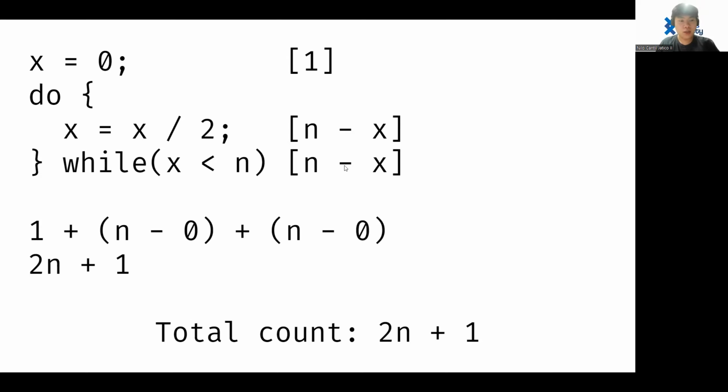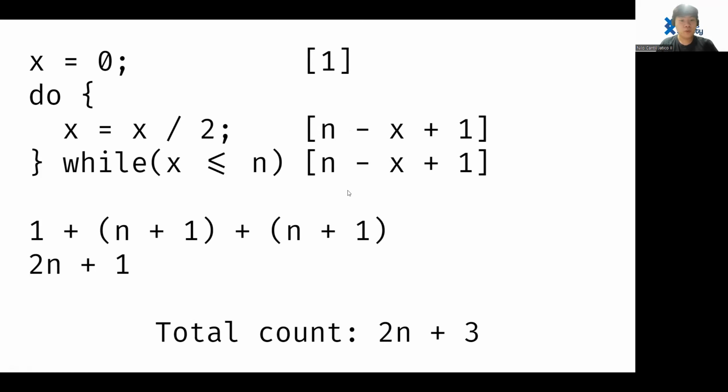And then inside of the loop is going to be n minus x as well. So you just have to solve for the equation. So you know that x is equal to 0. So it's going to be 1 plus n minus 0 plus n minus 0. And it's going to be 2n plus 1. Why? Because n plus n, and then 1 minus 0 minus 0, so that's basically 1. All right, and that's the reason why it's 2n plus 1.